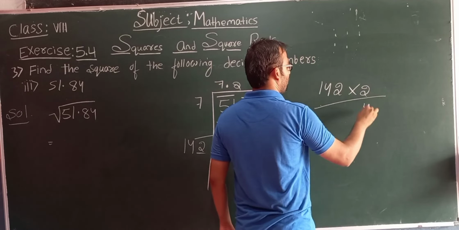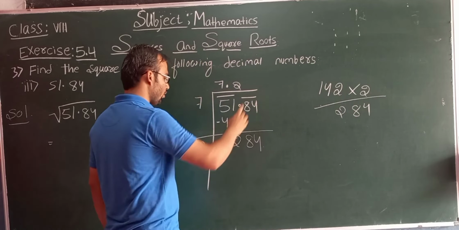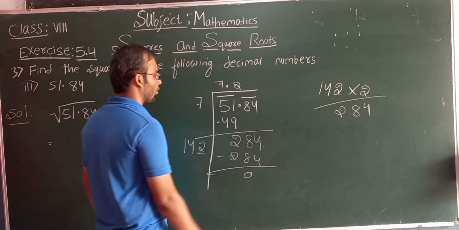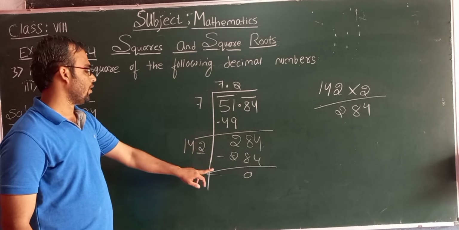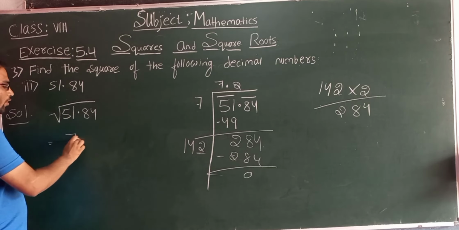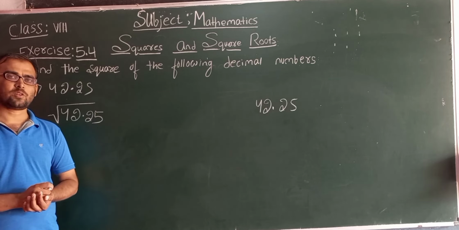2 2s are 4, 2 4s are 8, 2 1s are 2. So we have got the same number, 284. Here we have got the remainder as 0. So this process of division is completed. So the square root of this number is what? 7.2. Students, now let us solve the fourth question.